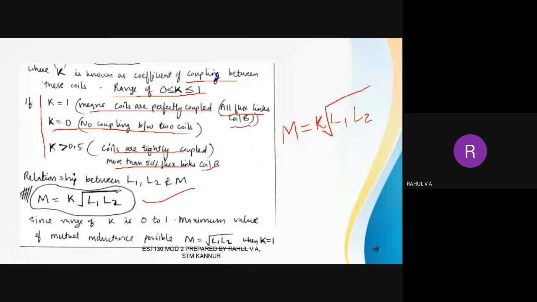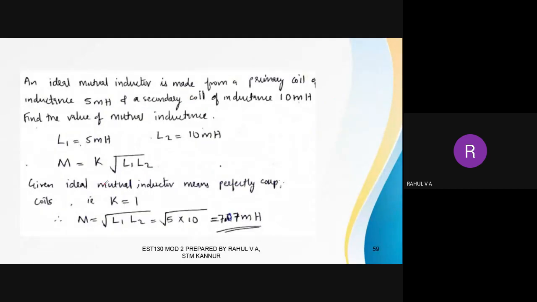And we have a relation M is equal to K into square root of L1 and L2. Okay, we have a problem here. I'm not showing the answer to you now.